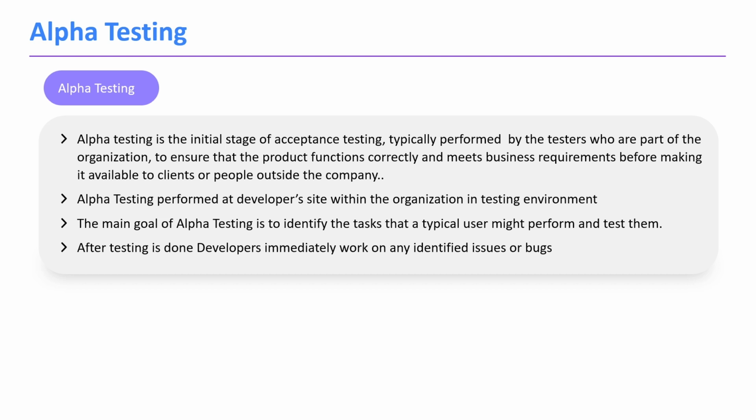The main goal of alpha testing is to identify the tasks that the user might perform in real time while using the application, identify those kinds of tasks and test them. After the alpha testing is done, if any issues or bugs are found, the developer starts immediately working on those identified issues or bugs.